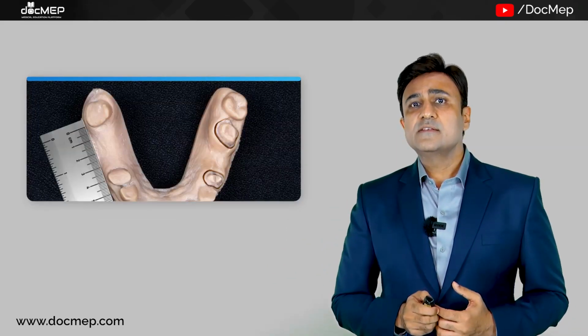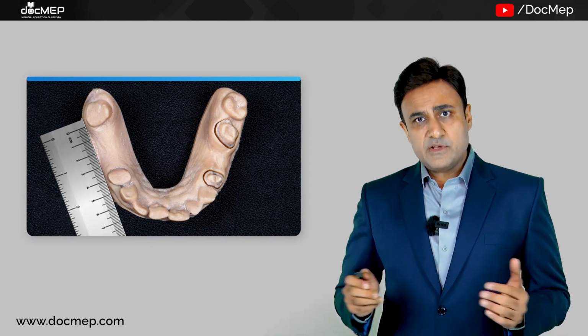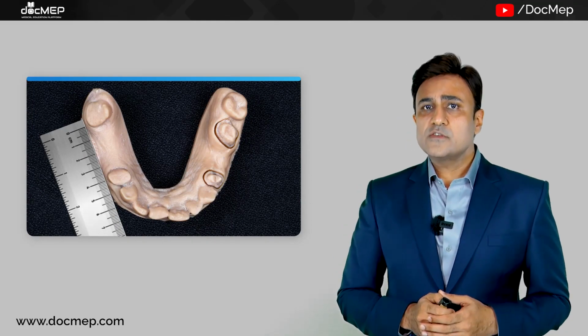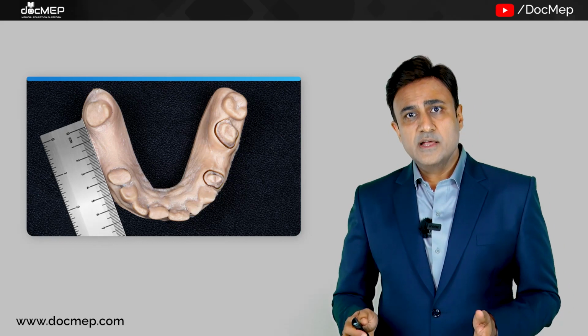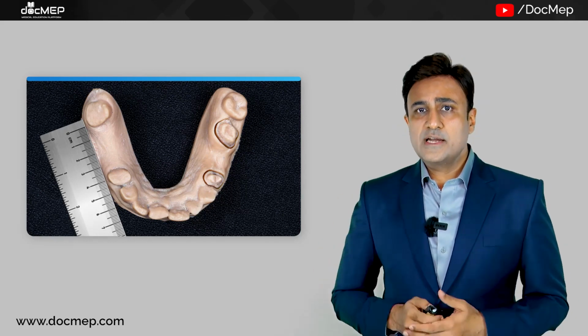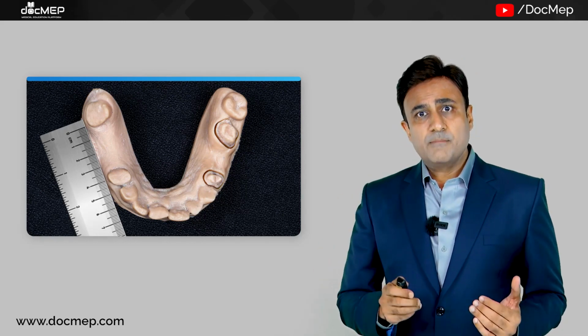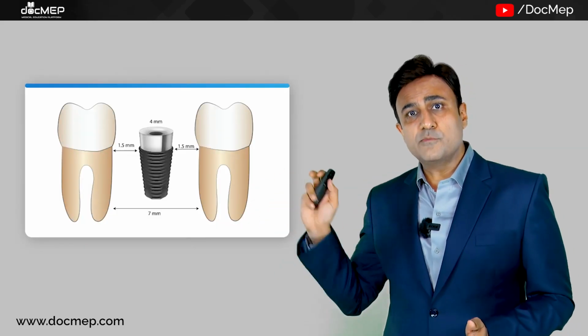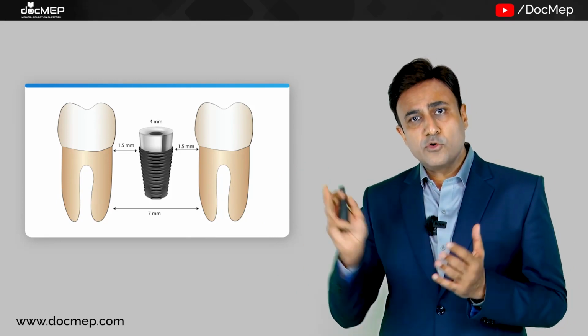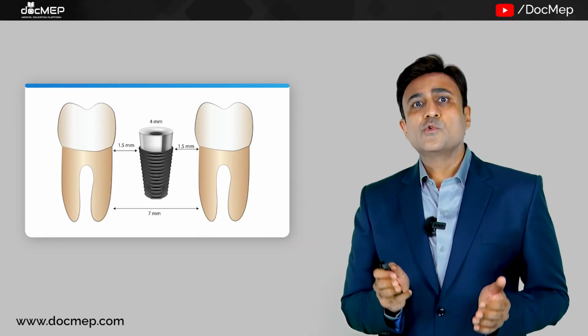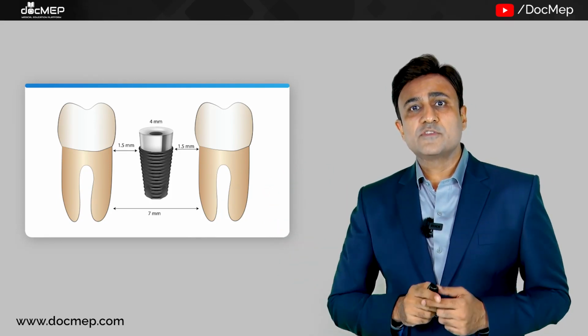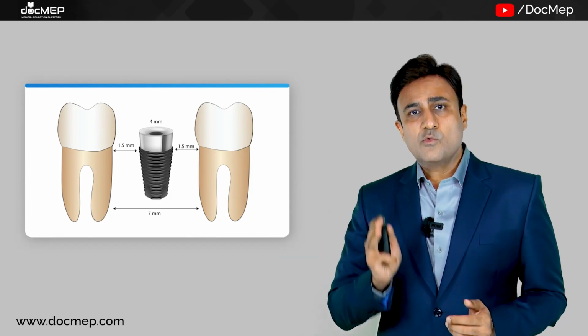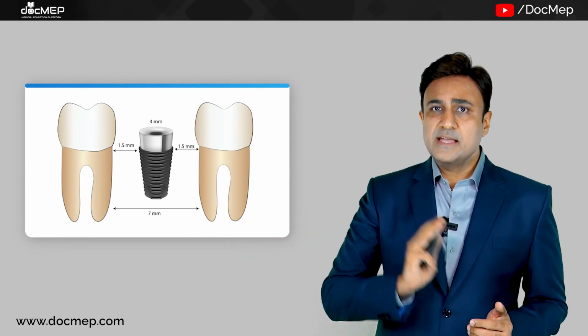How will you maintain this mesiodistal dimension? First, you have to measure on the model. Measuring intraorally is not that easy, so you have to measure on the model. For example, you have planned an implant of size 4 millimeter. For a 4 millimeter size of implant, you have to have 7 millimeter of space between two teeth, 1.5 millimeter on each side.